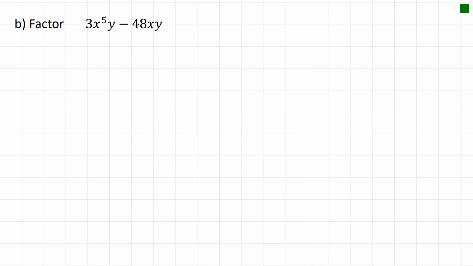Next example, this doesn't look like a difference of squares, but it has 2 terms, so there's a chance. Let's see what I can factor out. 3x and a y can all be factored out. So if I do that, I'm going to be left with x to the power of 4 minus 48 divided by 3 is 16. So perfect, that's a difference of squares.